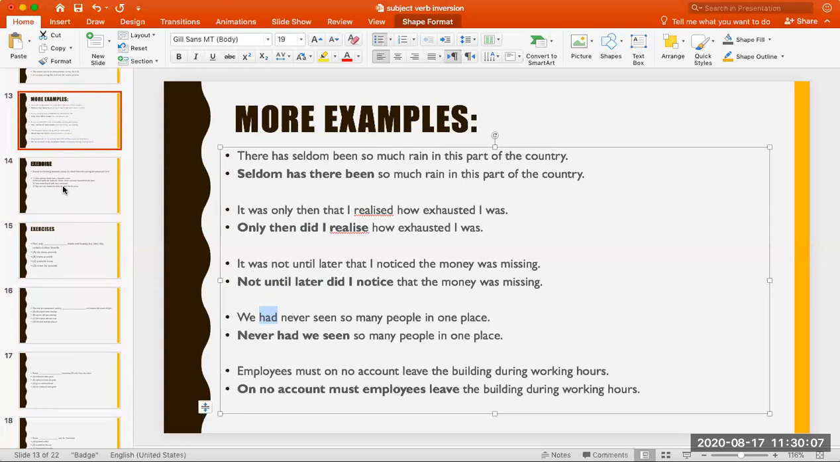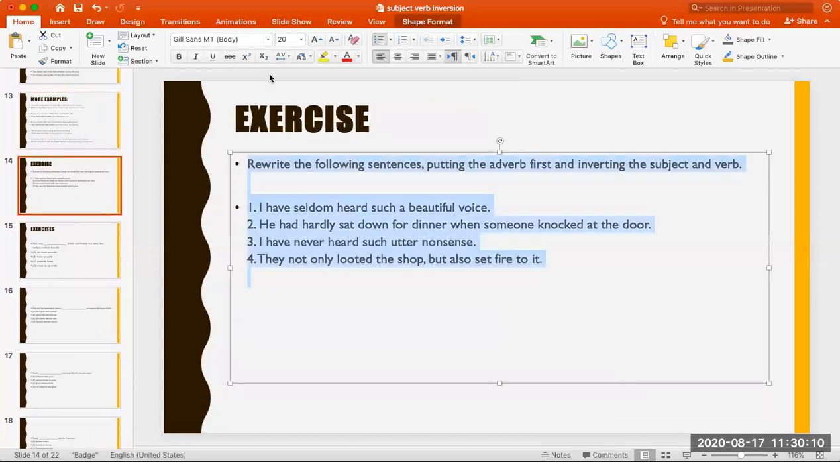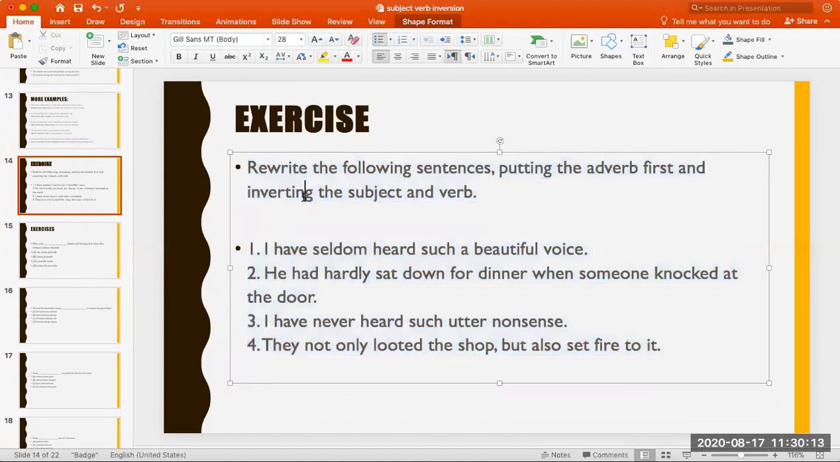Okay, there are two exercises here for you. You can pause the video and try to answer these questions. The first exercise says, rewrite the following sentences, putting the adverb first and inverting the subject and the verb. I have seldom heard such a beautiful voice. He had hardly sat down for dinner when someone knocked on the door. I have never heard such utter nonsense. They not only looted the shop, but also set fire to it.